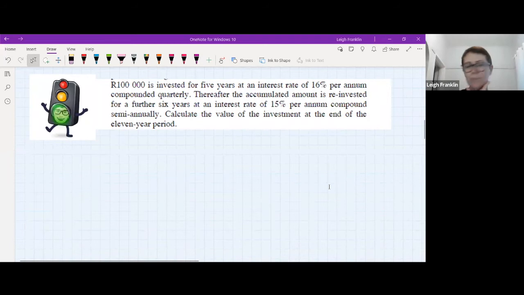All right, so here we've been given 100,000 Rand is invested for 5 years at an interest rate of 16% per annum compounded quarterly. Thereafter, the accumulated amount is reinvested for a further 6 years at an interest rate of 15% per annum compounded semi-annually. Calculate the value of the investment at the end of the 11-year period.